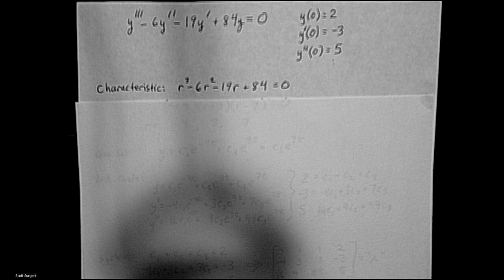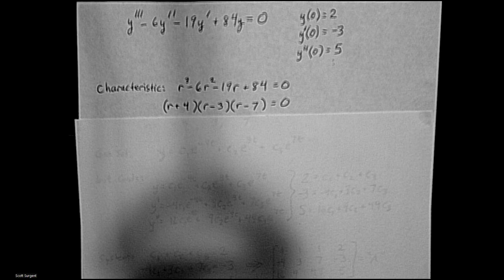Initial conditions: y(0) is 2, y'(0) is -3, y''(0) is 5. Now this one is solved by using the characteristic equation, which is r cubed, take away 6r squared, take away 19r plus 84 equals 0. Now that does factor, and you get r plus 4, r minus 3, r minus 7 as your factors.